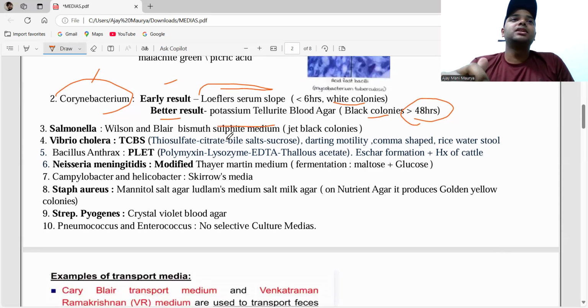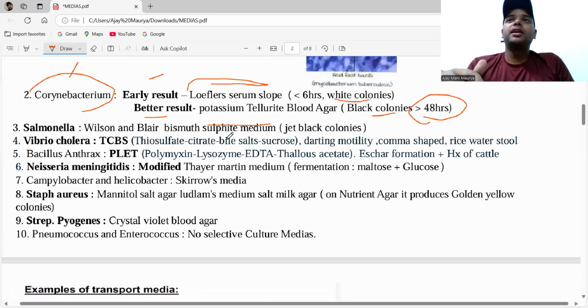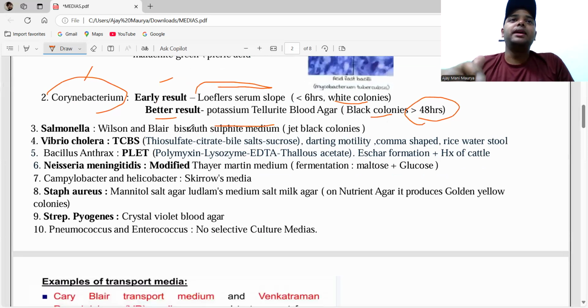The next one is the Salmonella typhi. For the Salmonella, guys, it is the Wilson and Blair bismuth sulfite media. It forms jet black colonies.